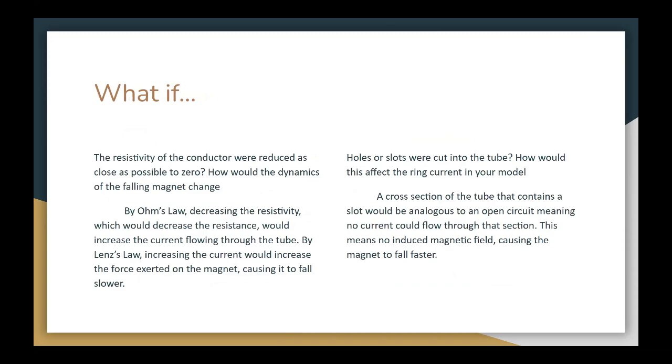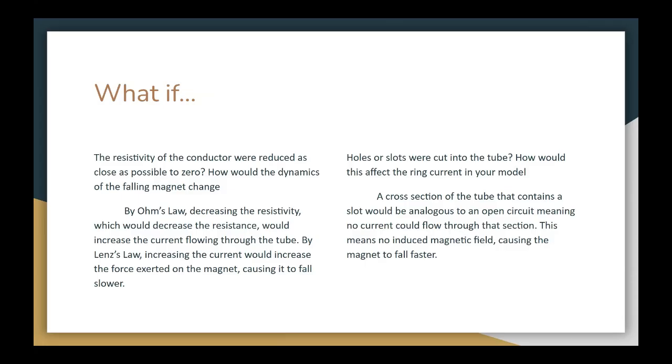And finally, what if the resistivity of the conductor were reduced as close as possible to zero? And how would the dynamics of the falling magnet change? So by Ohm's law, decreasing the resistivity, which would decrease the resistance, would increase the current flowing through the tube. And by Lenz's law, increasing the current would increase the force exerted on the magnet, causing it to fall slower.